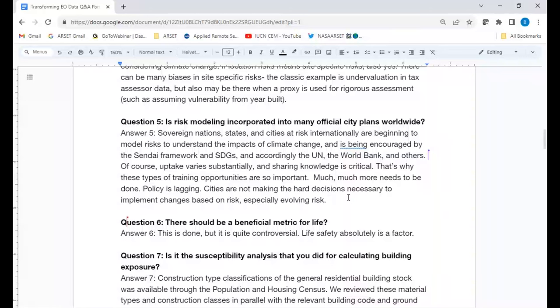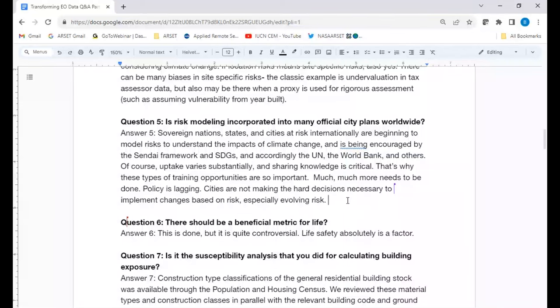Question five, is risk modeling incorporated into many official city plans worldwide? Yeah, sovereign nation states and cities at risk internationally are beginning to model risks to understand the impacts of climate change, and this is being encouraged by the Sendai framework and sustainable development goals, and accordingly the UN, the World Bank, and others. Of course, uptake varies substantially, and sharing knowledge is critical. Pretty nice that we're having this training here, a way of sharing this knowledge. I think we can all learn from each other as well. That's why these types of training opportunities are so important. Much, much more needs to be done.